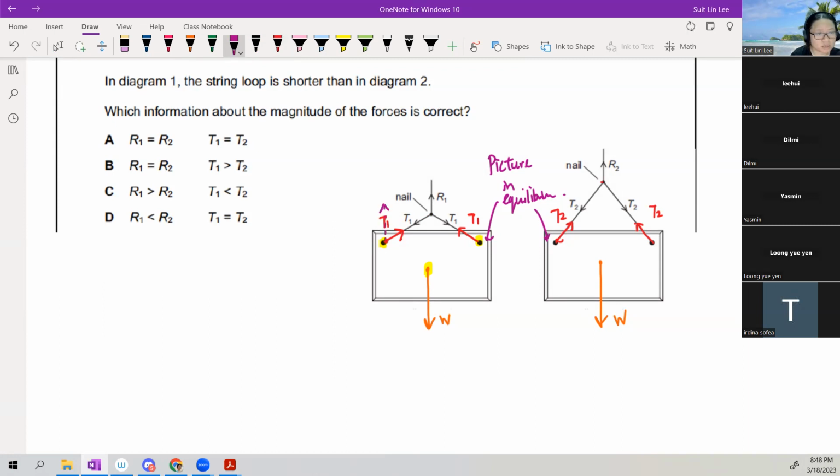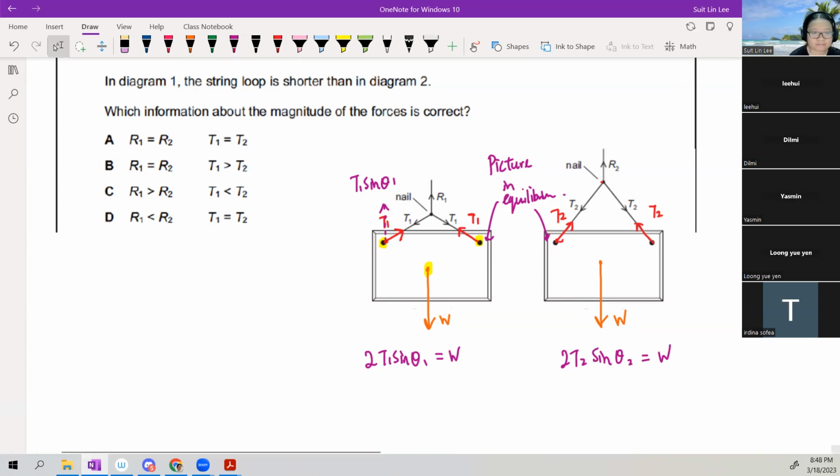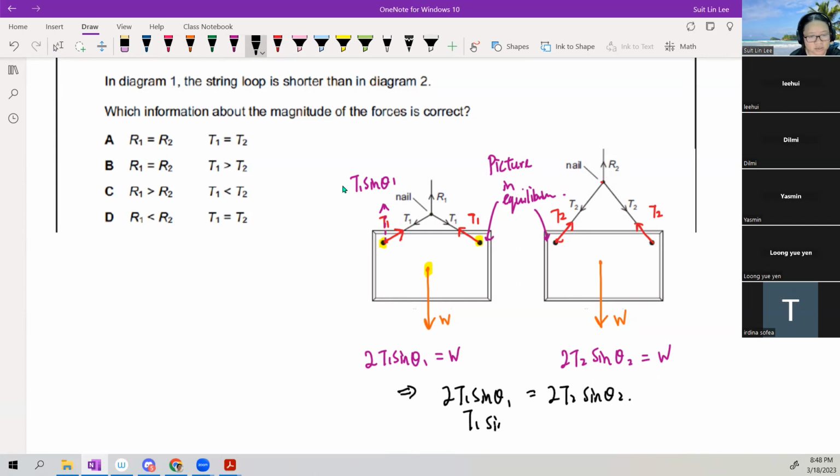Vertical component here would be T1 sine theta 1. So 2T1 sine theta 1 is equal to W here. Likewise, 2T2 sine theta 2 will also be equal to W here. So in an interesting chain of events, because the weight of the object is the same, I can then just say 2T1 sine theta 1 is equal to 2T2 sine theta 2, meaning T1 sine theta 1 is equal to T2 sine theta 2. So far, so good.